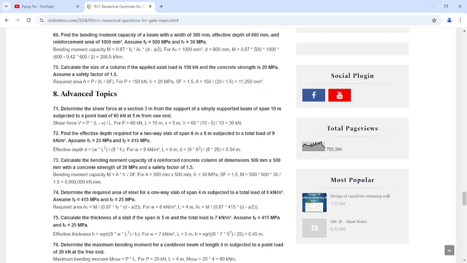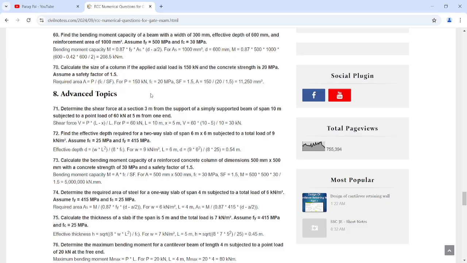Now you can see there are lots of things over there, such as: determine the required area of steel for a one-way slab of span 4 meters subjected to a total load of 6 kilonewton per meter square. Assume Fy as 415 megapascal and Fc as 25 megapascal. What you have to do is calculate the required area of steel. So the required area of steel has this formula. Just input the 6 kilonewton per meter square, and you will get this value. You just need to put it over here. That's it. You need to solve it and you will get the answer.